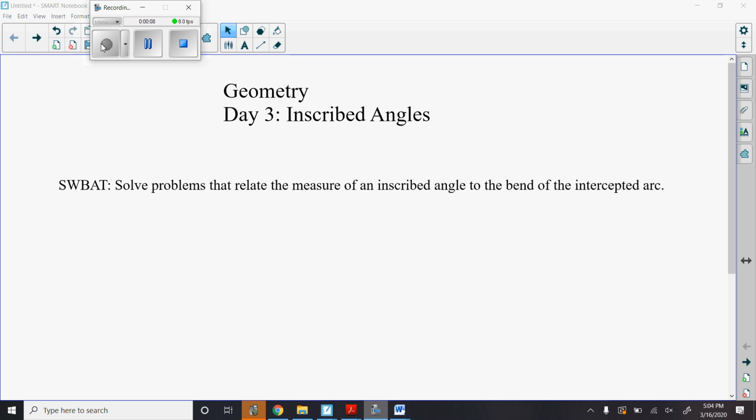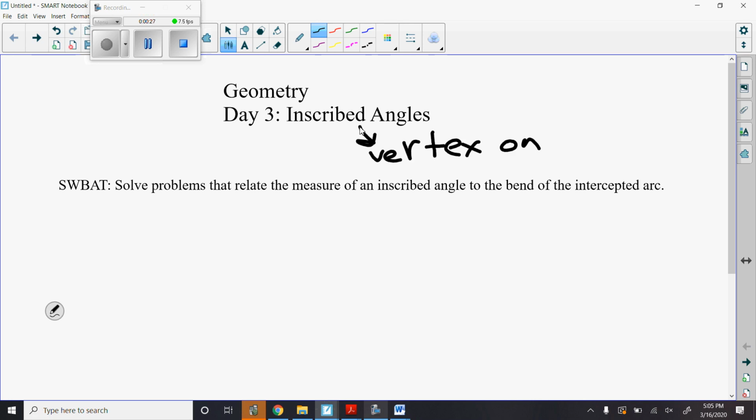Today we're looking at a really cool topic called inscribed angle measures. We've already talked about what an inscribed angle is. Recall that an inscribed angle is an angle whose vertex is on the circle. And what we're going to do is solve problems that relate the measure of an inscribed angle to the bend of the intercepted arc.